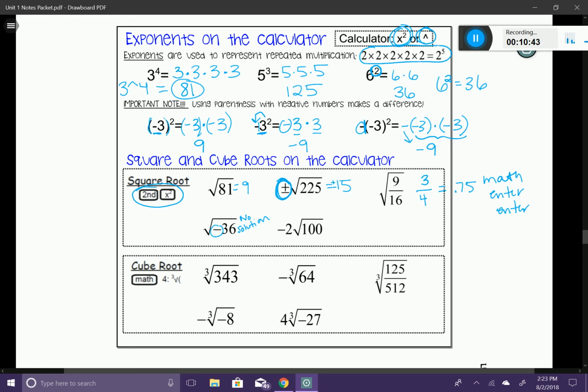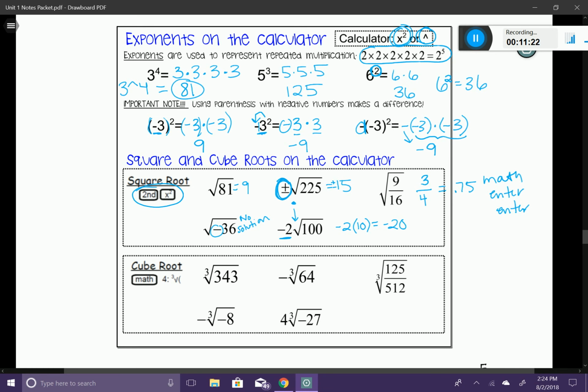So the key to know here is that when you have a number outside of a square root, this right here is multiplication. So really I'm just taking negative 2 times the square root of 100. Well, I know that the square root of 100 is 10, so I'm just going to rewrite it like this. Negative 2 times 10 is, of course, negative 20. You can do this in your calculator just by pressing negative 2, and then second, x squared with your 100 there, and it'll give you negative 20. Just be very careful to put in your negative symbol and not your minus symbol.